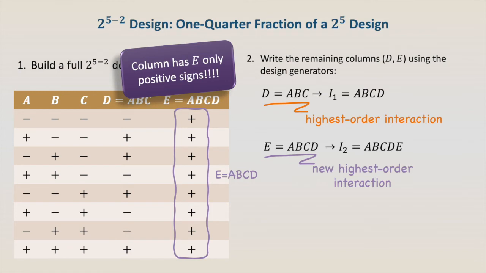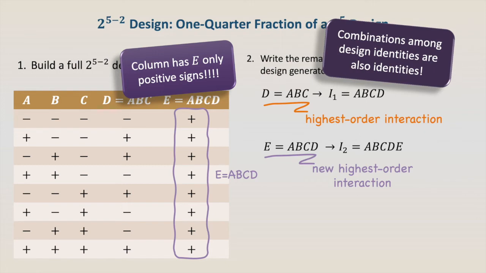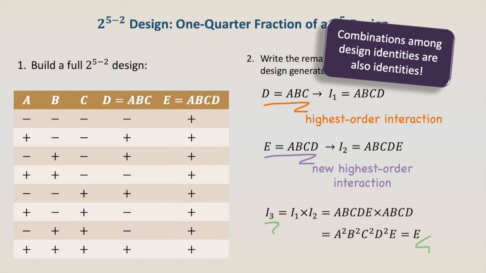But why? In 1/4 or smaller fractional designs, we must use more than one design generator or identity to write the columns. And in these cases, all combinations between the design identities are also identities. In this example, we have identity I3 that results from the product between identity I1 and identity I2. Now we know why column E is the third identity in this design.